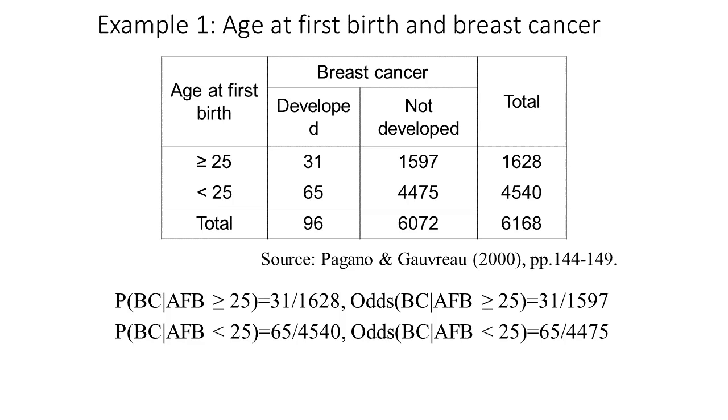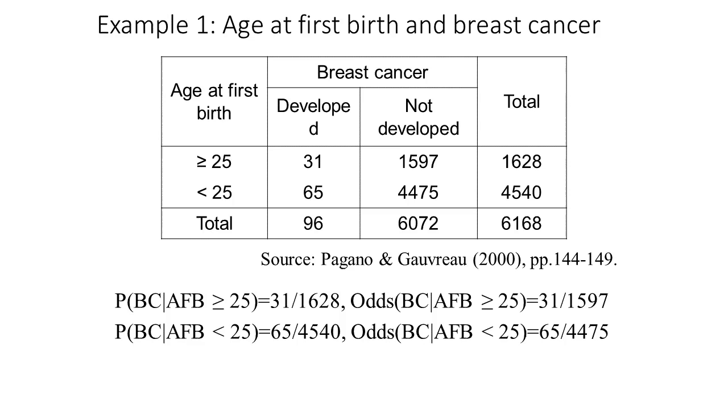1,628 women had their first childbirths at age 25 and over, and 31 among them developed breast cancer, but 1,597 did not develop breast cancer. For the late first birth group, the proportion of those who developed breast cancer is 31 over 1,628, and the odds of developing breast cancer is 31 to 1,598.